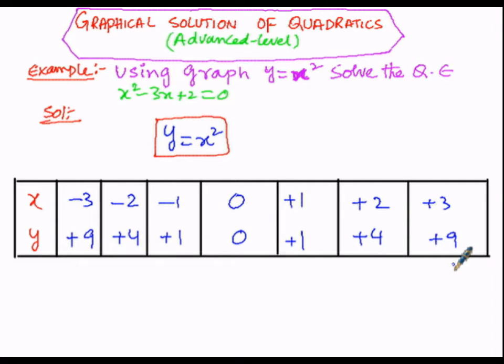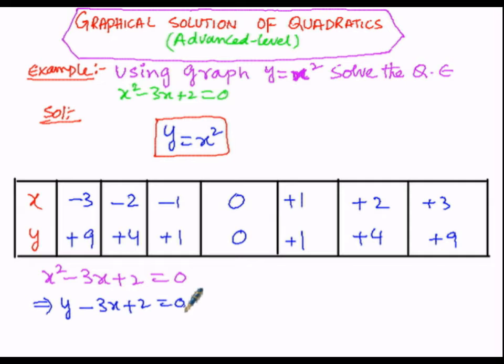So in this manner we got the ordered pairs as minus 3 comma 9, minus 2 comma 4, minus 1 comma 1, 0 comma 0 and so on. Now we are going to solve the quadratic equation x square minus 3x plus 2 equals 0. As per the condition, y equals x square, so in this quadratic equation I am going to replace x square by y. That implies y minus 3x plus 2 equals 0.